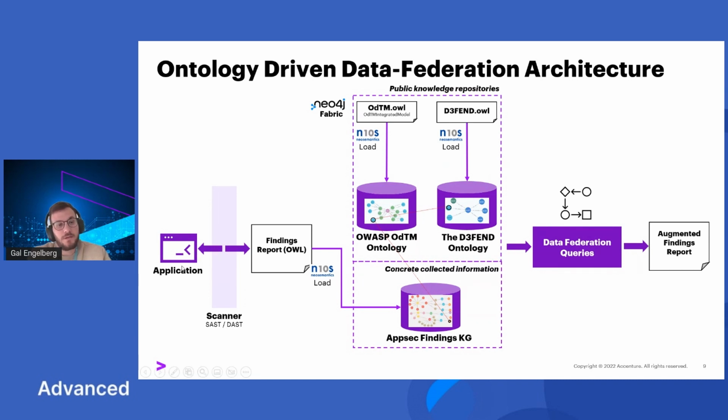And then we take the application, we scan it using some standard application security scanner, and then we transform the finding report to OWL, and we load it as well to another database of the concrete collected information. Then we configure all of these databases as a single fabric database, and we are able afterwards, using a data federation query, to retrieve all of the relevant information for each finding that was discovered within the application, in the form of an augmented finding report.